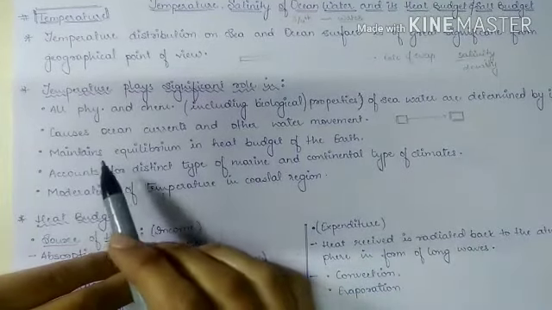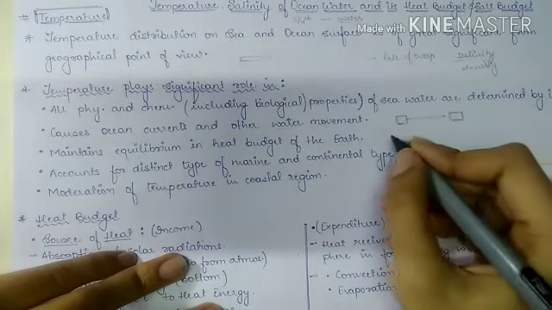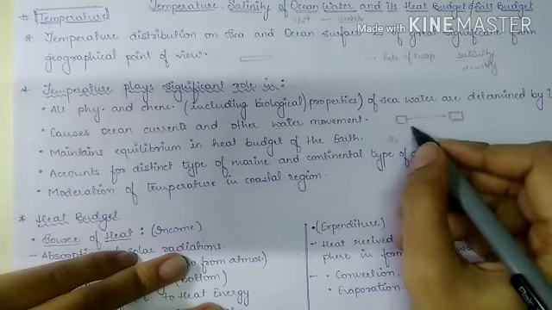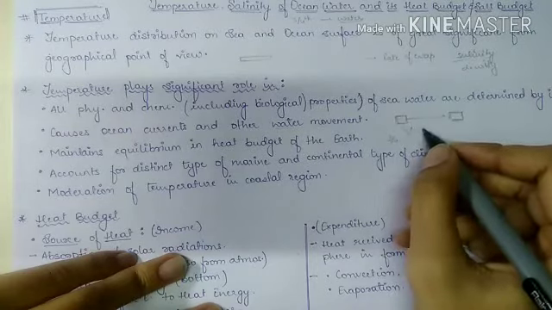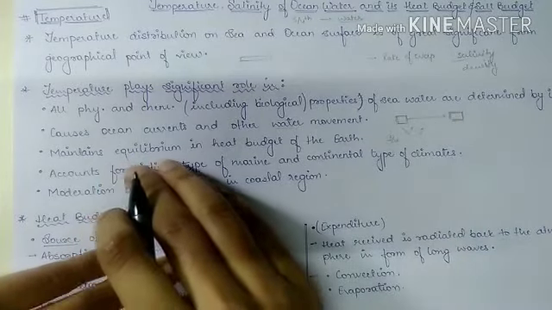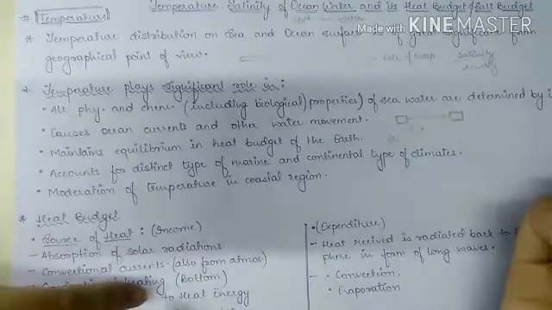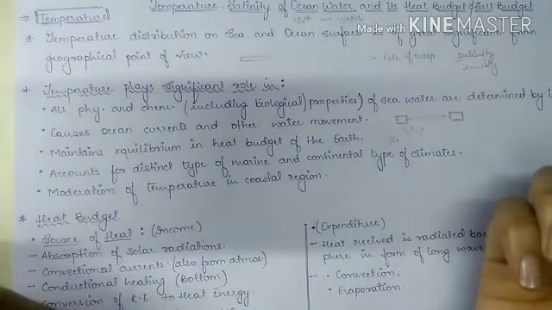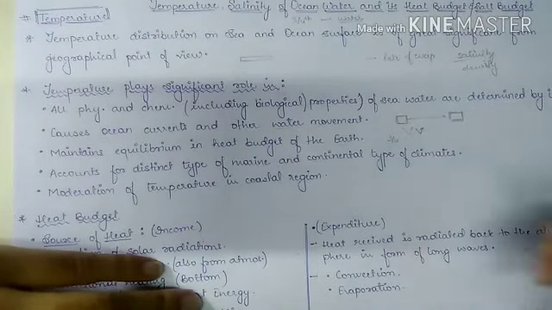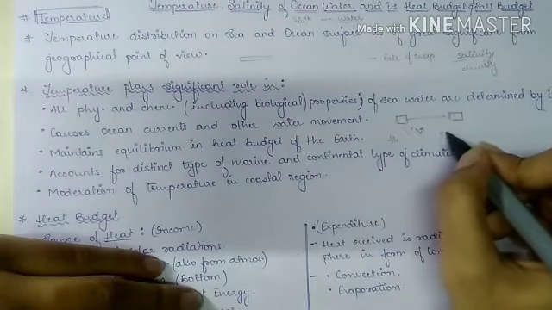Next, it maintains the heat budget of the earth. Because 3/4 of our earth is covered with water, and maximum solar radiation falls on the water, and because water has specific heat capacity more than land, it cools down very late and it heats up very late, so it takes time to cool down and heat up. So this is how it maintains the temperature of the earth.